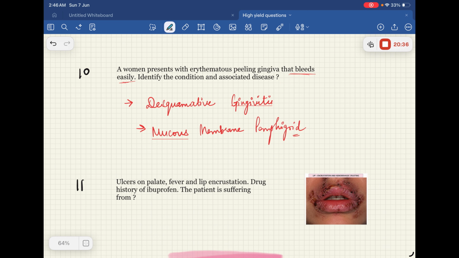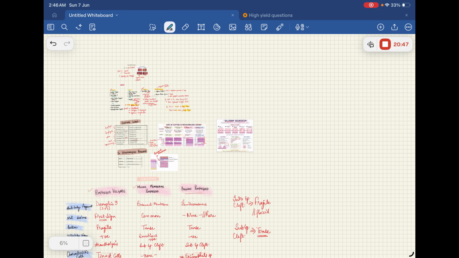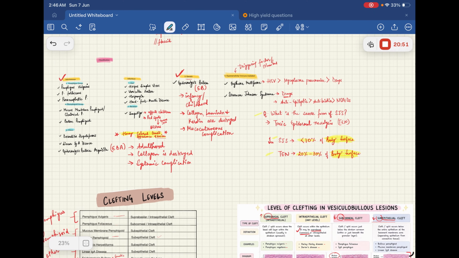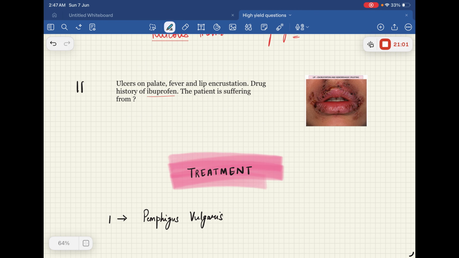Next question. Ulcers on palate, fever, and lip infestation. Drug history of ibuprofen. The patient is suffering from? Now, remember in the classification, we discussed the triggering factors of Stevens-Johnson syndrome as NSAIDs, non-steroidal anti-inflammatory drugs. So, it is a direct question for Stevens-Johnson syndrome.